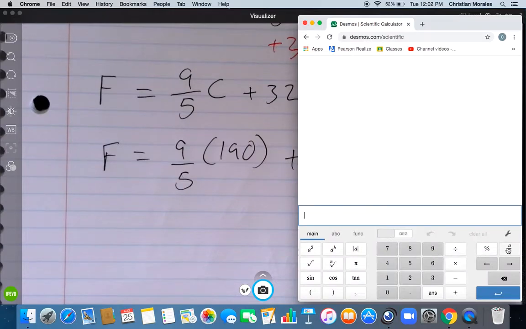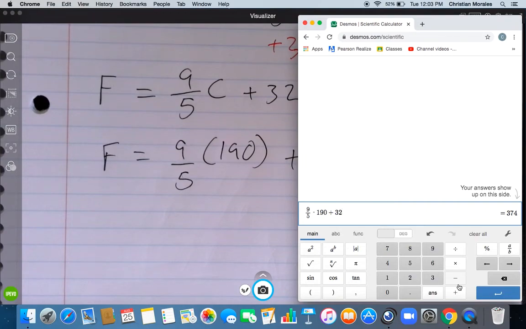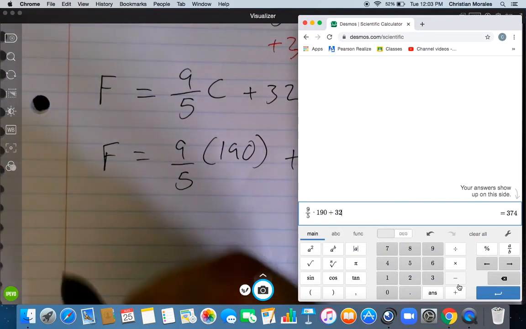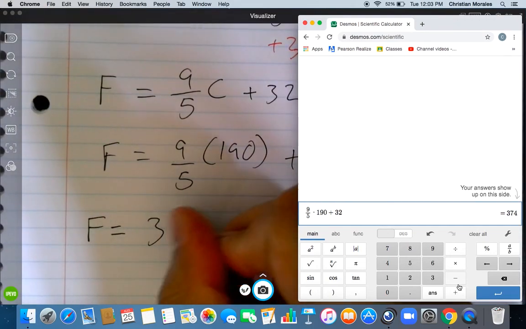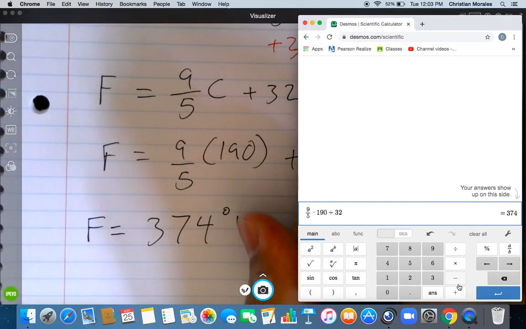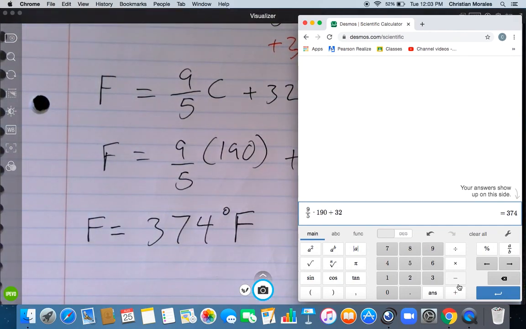So I'll start with the fraction 9/5, okay, times 190. Okay, then add 32. So the temperature should be, for this, in Fahrenheit, 374 degrees Fahrenheit. That's the answer. And that's it.